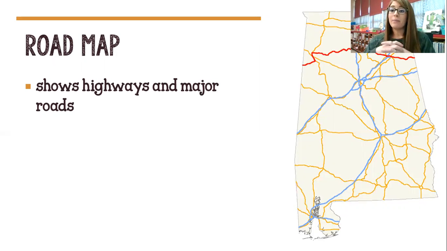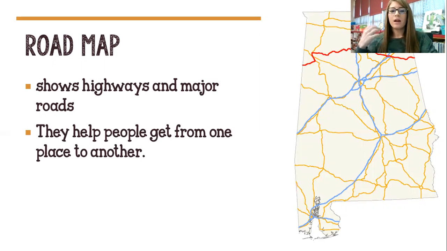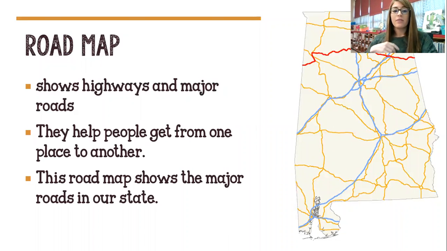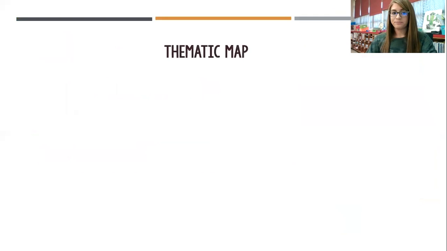You could look at a smaller city map, like a road map of Moundville, and you would see those smaller roads. But if you look at a map like this of Alabama, you're not going to see those smaller roads in each town, just major highways. Road maps help people get from one place to another. If you don't have a phone that has an app on it to give you directions, people do still use maps to help them get from one place to another. This road map just shows the major roads in our state.